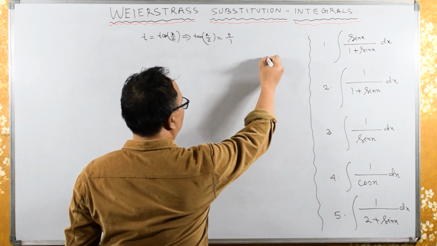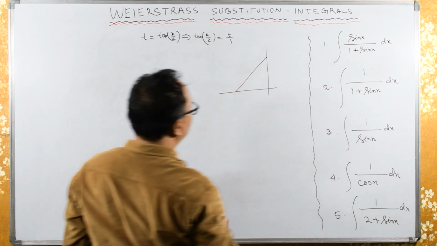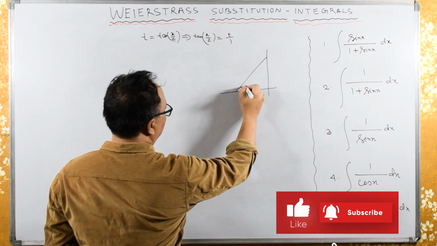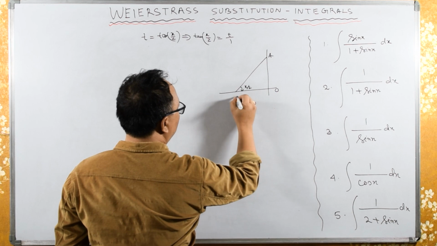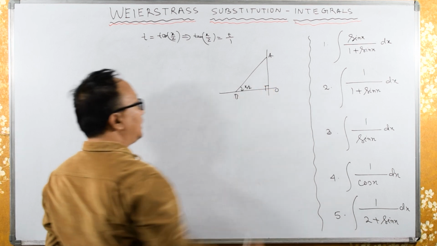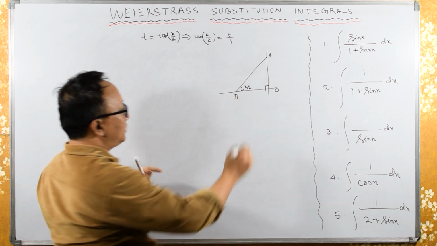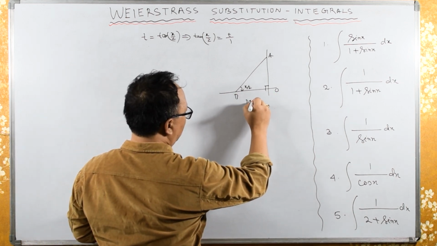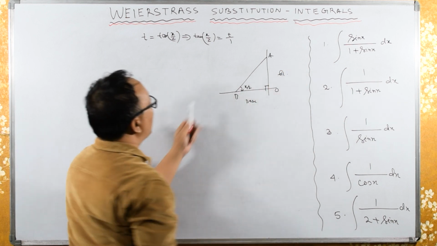In your Pythagoras theorem, x by 2 is this angle over here. Let's say AOB is a right angle at O. What is tan x by 2? Let's call this the base, and this is the height or altitude.